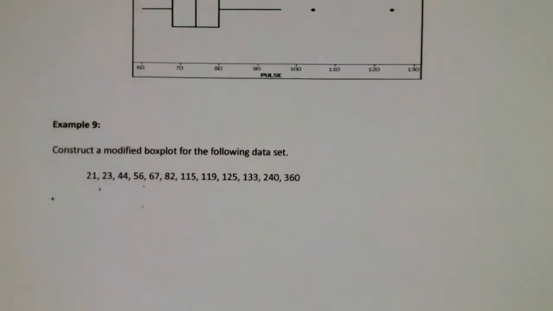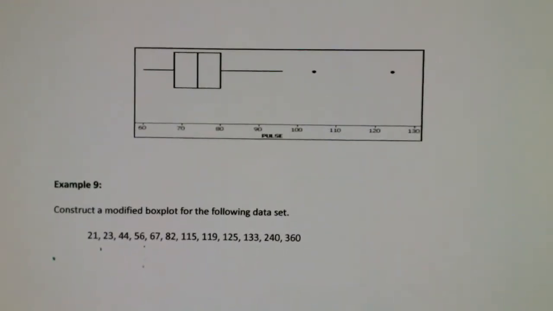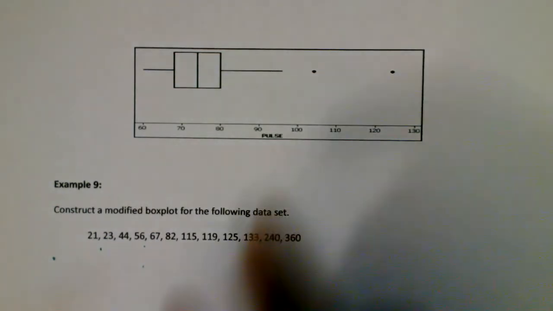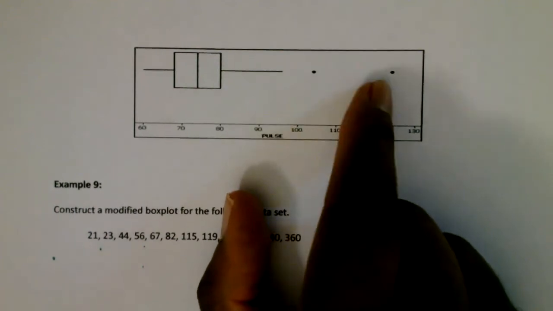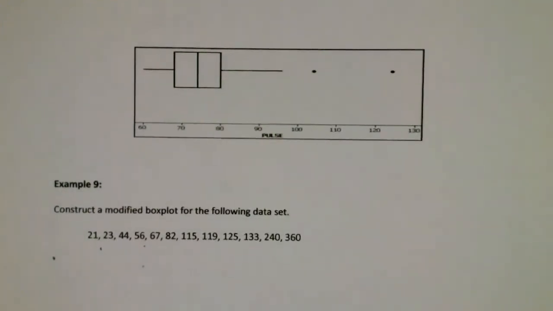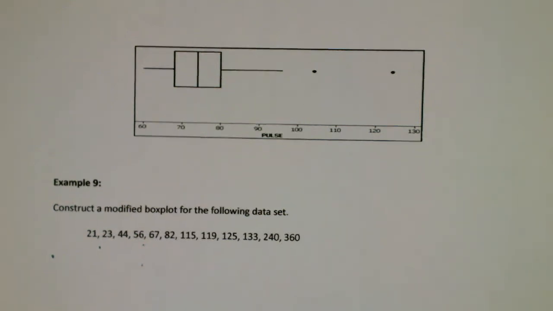Now, if you look on the next page, you'll see an example of a modified box plot for pulse rates. You can see these 2 dots here on the far end. Those are considered to be outliers. Okay, so let's construct a modified box plot for this data set.